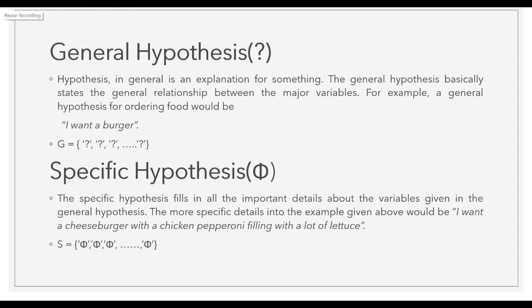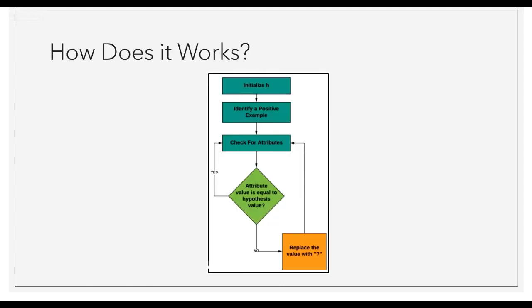Next we have a specific hypothesis, which is represented by the empty set symbol. The specific hypothesis fills in all the important details about the variables given in the general hypothesis. In the example, we are able to see, I want a cheeseburger with the chicken with a lot of sauce, etc. And it is represented by the empty set symbol.